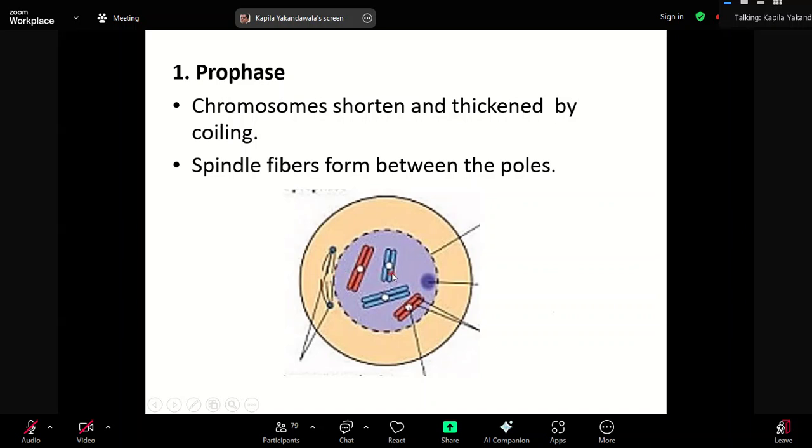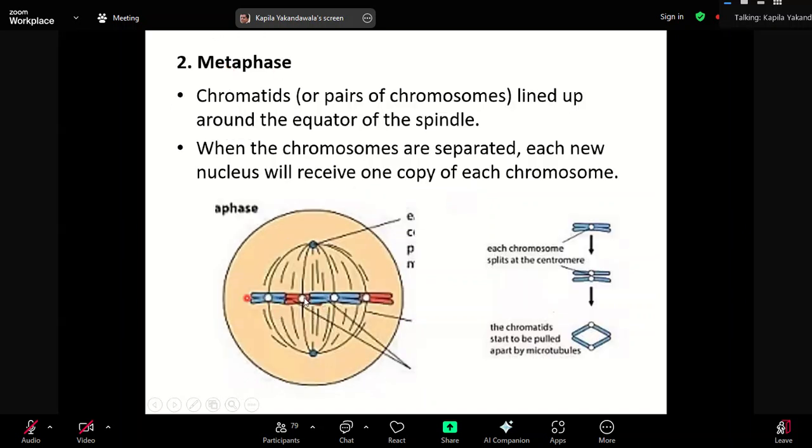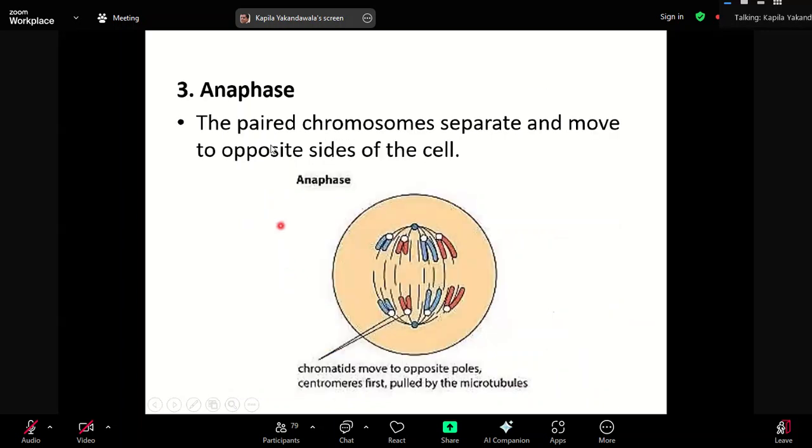Spindle fibers also appear. Then in metaphase, all the chromosomes will line up on the spindle. Chromosomes are lined up in the equator of the spindle. Then one part can move to one pole, and the other set can move to the other pole. It can separate like this and move to the two poles, right?